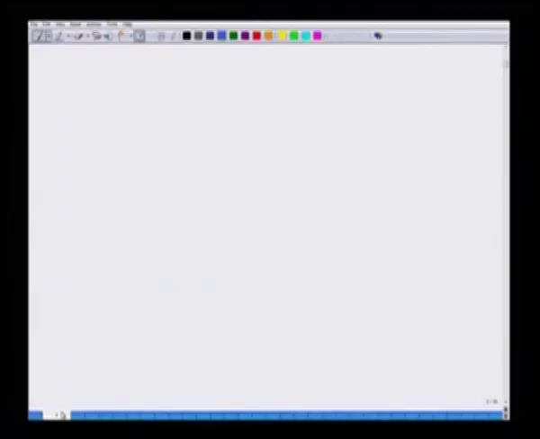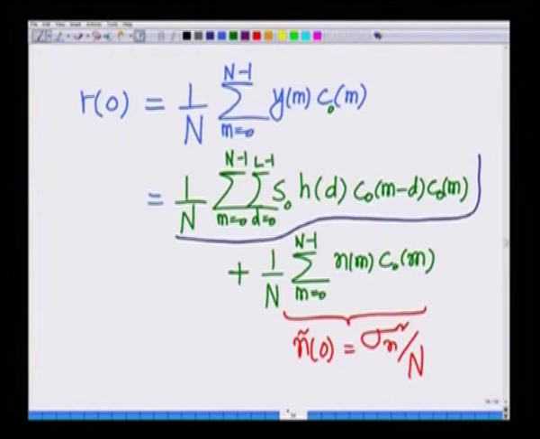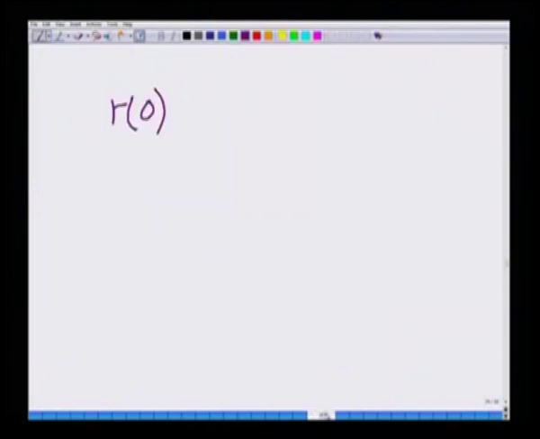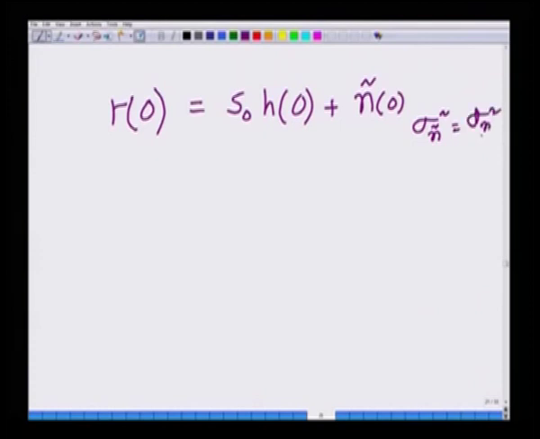Hence, this signal after correlation with C0 of m, which we denoted by R of 0, can be written as S0 into H0 plus n tilde of 0, such that sigma of n tilde squared, that is the variance of this, is nothing but sigma n squared divided by n. Okay. What else can we do?